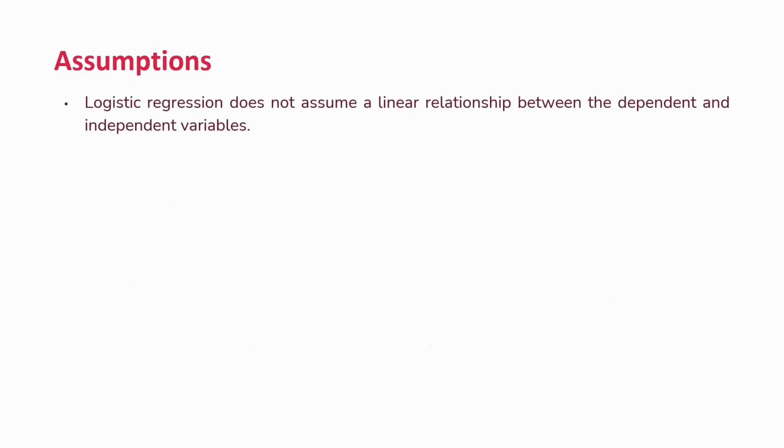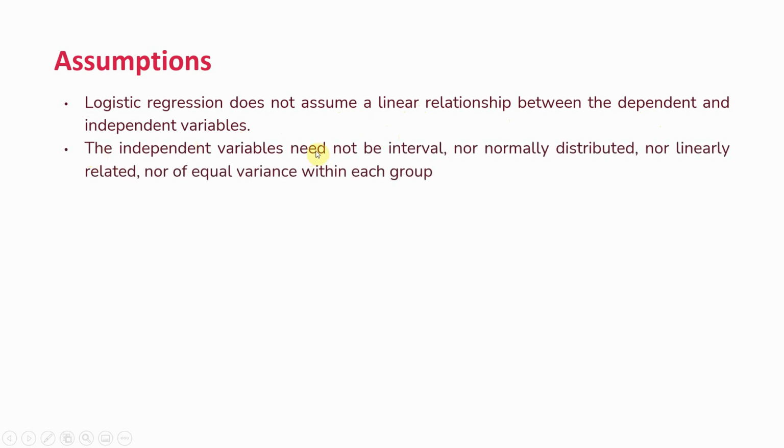Now, what are the assumptions for binary logistic regression? Logistic regression does not assume a linear relationship between the dependent and independent variables, because your dependent variable is now dichotomous, it's not continuous. The independent variables need not be interval nor normally distributed. They do not require a linear relationship nor equal variance within each group. The error term, residuals, do not need to be normally distributed.